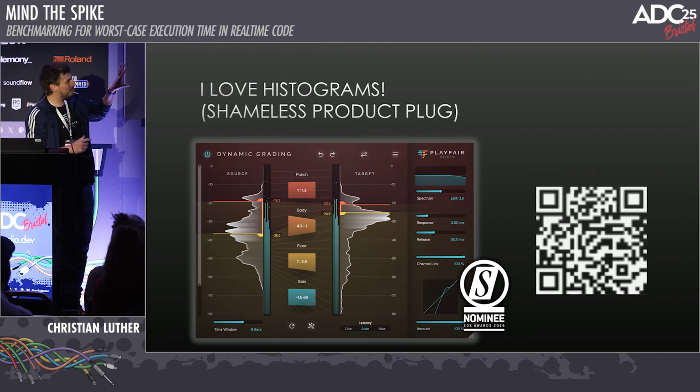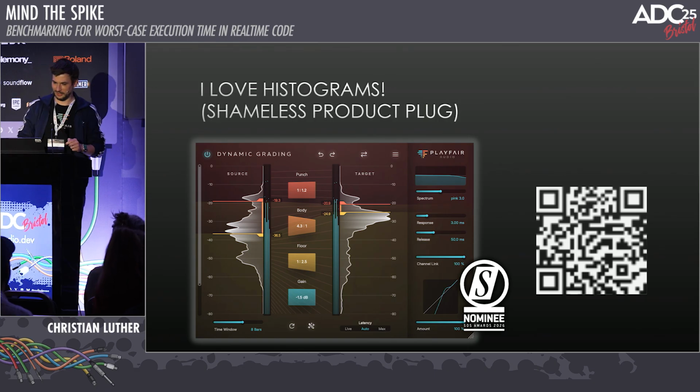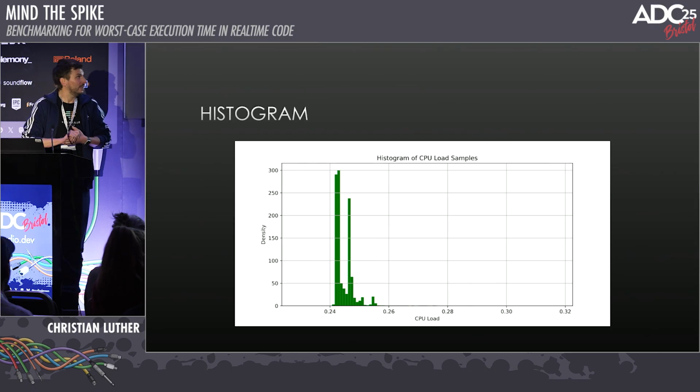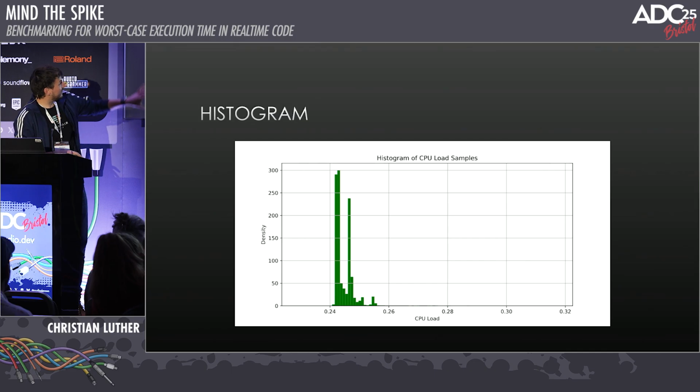So it's a great way of looking at data and statistics and getting an idea of what the random distribution really looks like, right? So let's do this for these benchmark measurements here. About 30 seconds worth of audio. So we have this histogram, and there are like two peaks.